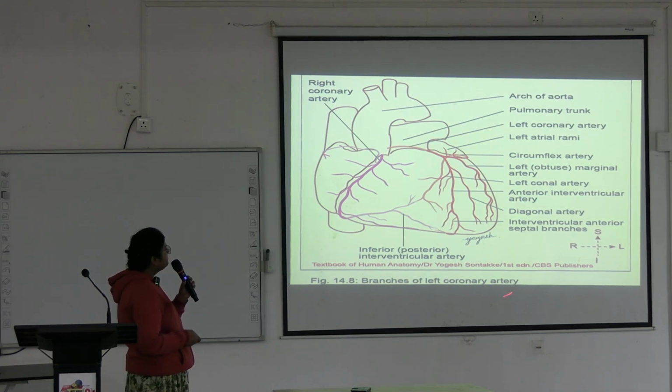Next we go to the branches of the left coronary artery. It is divided into two main branches, the anterior interventricular artery and the circumflex artery. And from these, other branches arise.